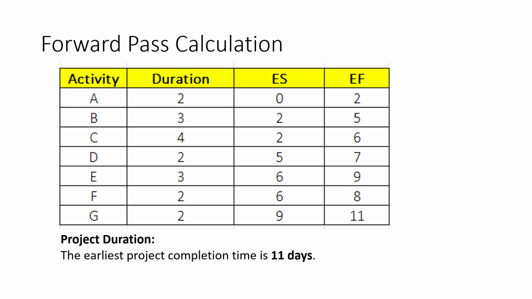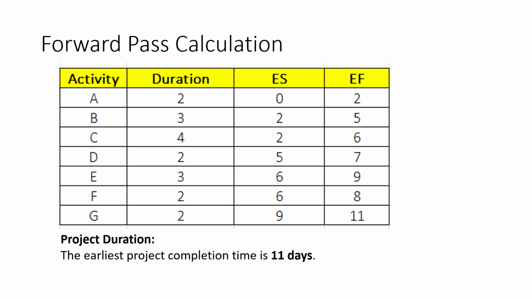Activity D depends on B, so it starts at day 5 and finishes at day 7. Activity E depends on C, so it starts at day 6 and finishes at day 9. Activity F also depends on C, so it starts at day 6 and finishes at day 8.